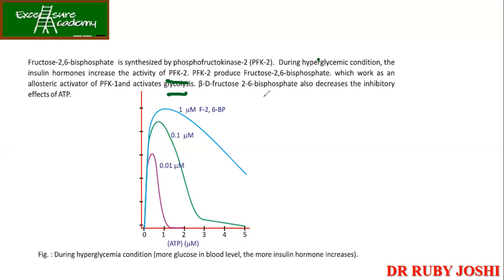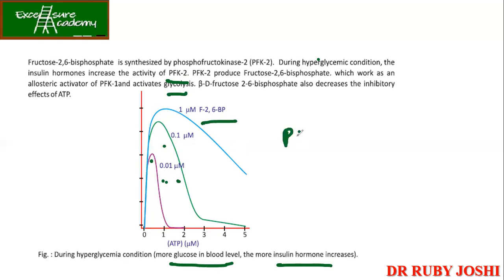Whereas fructose 2,6-bisphosphate also decreases the inhibitory effects of the ATP. Now, what do you see? You have more glucose in the blood, and more hormone will be there. As the concentration increases, look here, what is the value? 0.01 microgram. When you increased the concentration a little, the activity also increased. Then when you have fructose 2,6-bisphosphate, the activity increases even more.